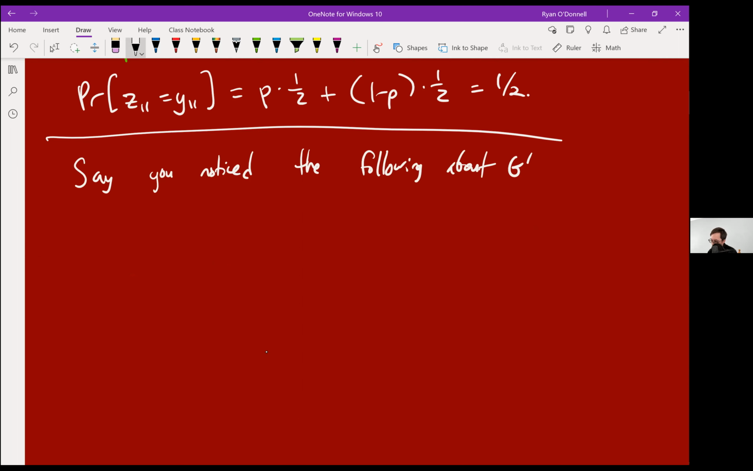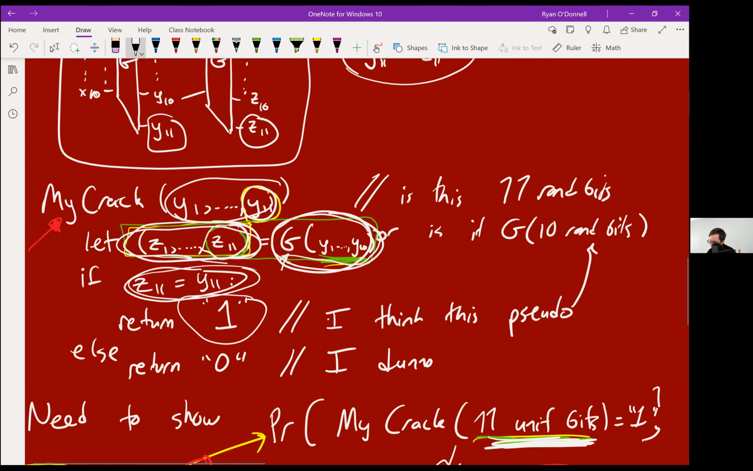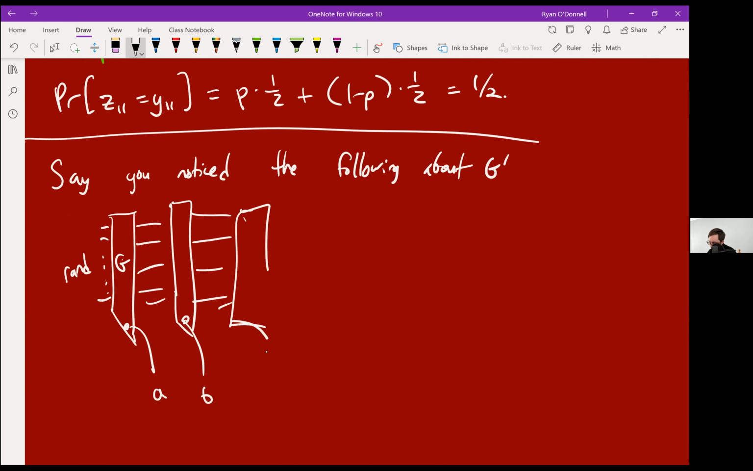So suppose you were the person playing around with G prime, and say you noticed the following about G prime. If you put in random bits here, you output this and call it A. Then you feed these things back into G, and you call this B. You feed this back into G, call it C, and feed this into G again, and you call this D.